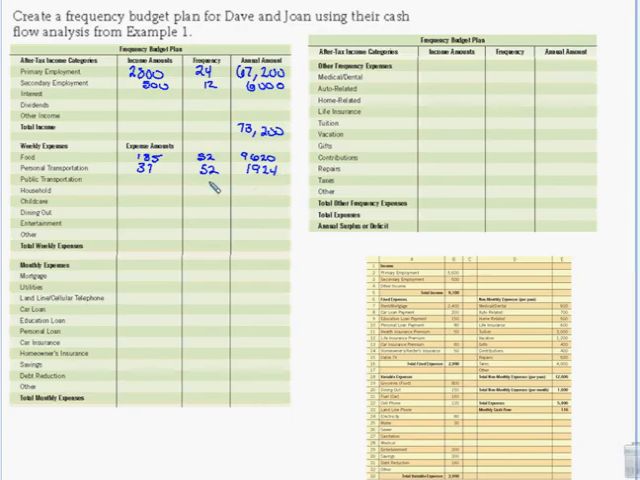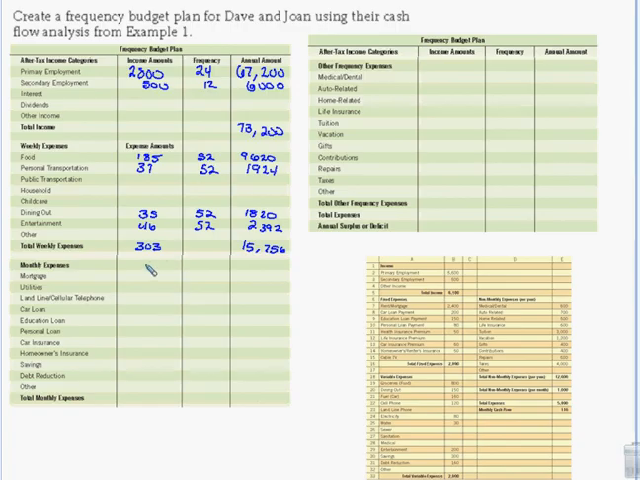Public transportation, they're not doing. Household and child care they didn't have, but they eat out, and they spend about $35 a week on that, for a total of $1,820. They spend $40 to $6 a week on entertainment, for a total of $23.92. And therefore, their total weekly expenses end up being $15,756 for the year.